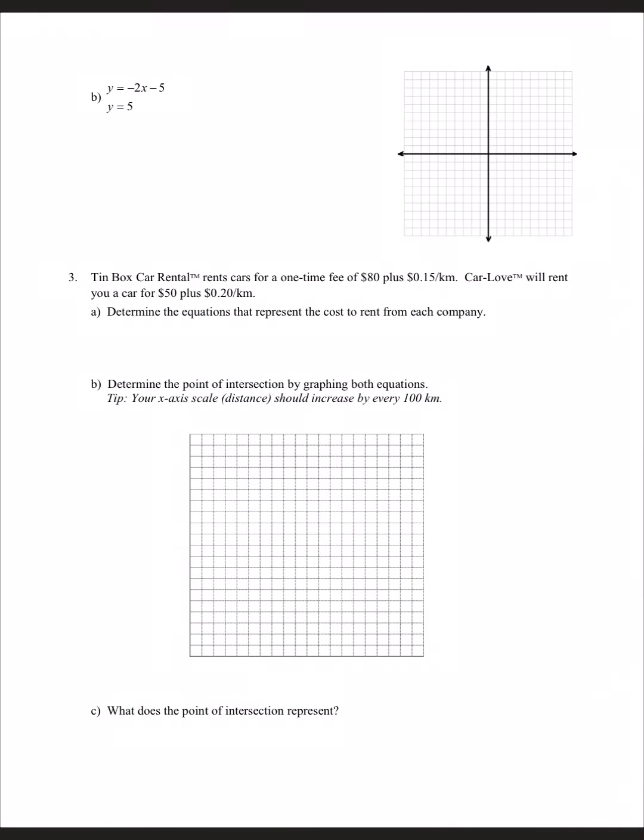Let's take a look at this second linear system here. So again, we're going to identify our slope and our y-intercept. So for this first equation, our slope is going to be -2/1, and our y-intercept is -5. So we always want to start by plotting our y-intercept. So our y-intercept is -5, 1, 2, 3, 4, 5. And our slope is down 2 over 1, down 2 over 1. We'll go ahead and try to draw as straight of a line as we can.